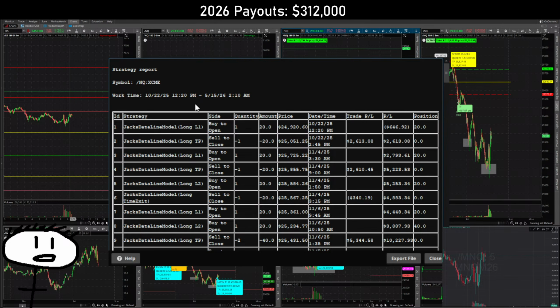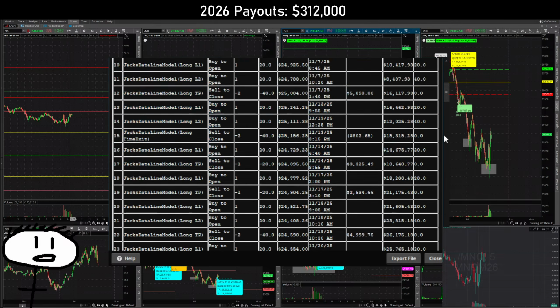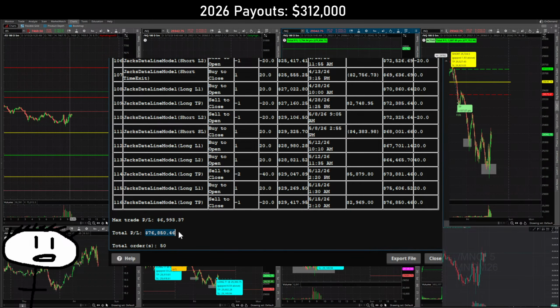So this whole model is basically, if you did start this model in October with 1 mini and you're able to hold the unrealized drawdown, then it's worth 76K.